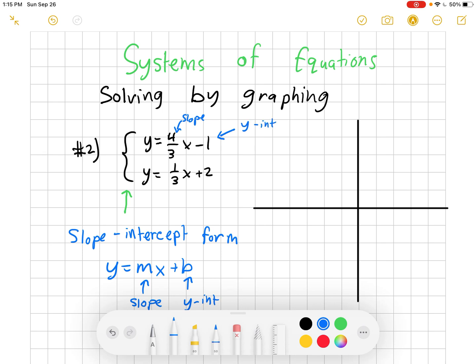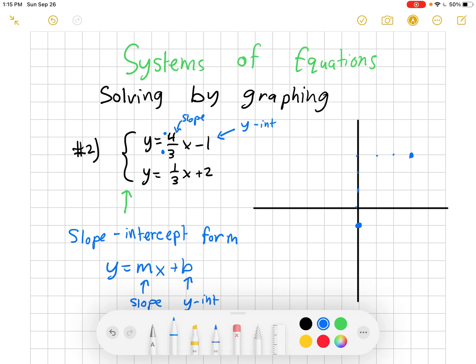So we simply start at the y-intercept, which is the place where the line crosses the y-axis. In this case, that is at -1. And then we can use our slope to find the next point. Now keep in mind, the nickname for slope is rise over run. So in this case, our rise is 4 and our run is 3. So we're going to rise up 4 and run 3.